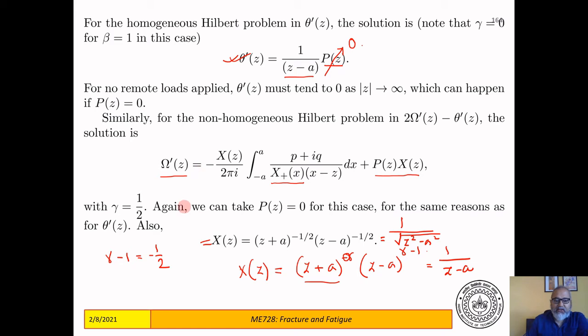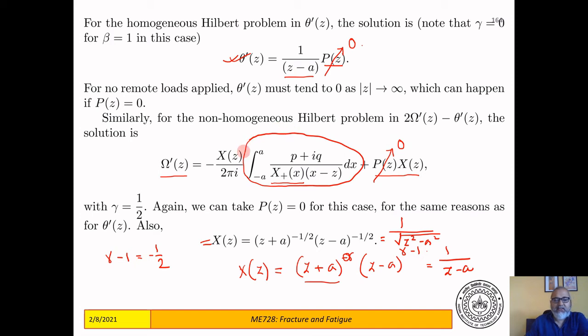Now with this Flemmel's function, we will have to evaluate this integral, which is the main task here. Again, we can take pz to be equal to 0 for the same reasons that we cited for theta prime. Pz has to go to 0 as z tends to infinity, and that can only happen in case of a polynomial if it's 0 everywhere. So this can be taken as 0.